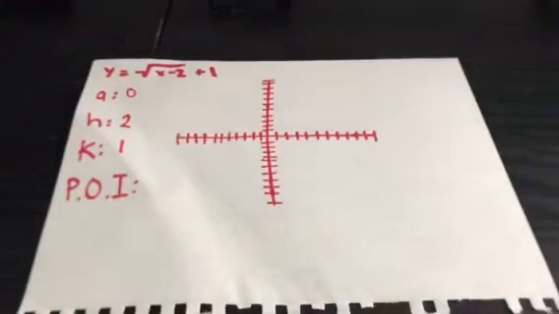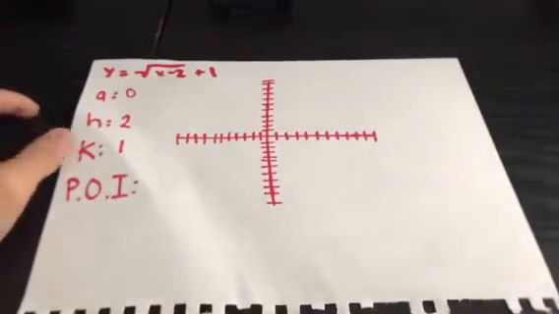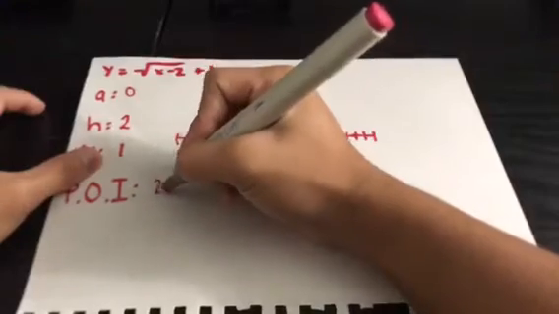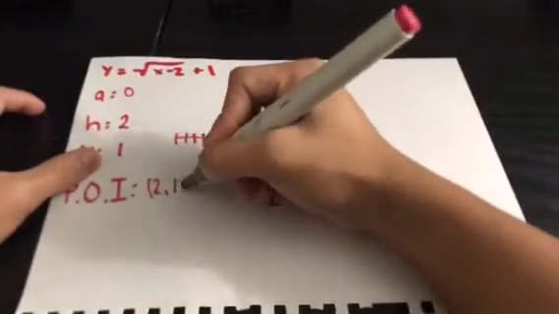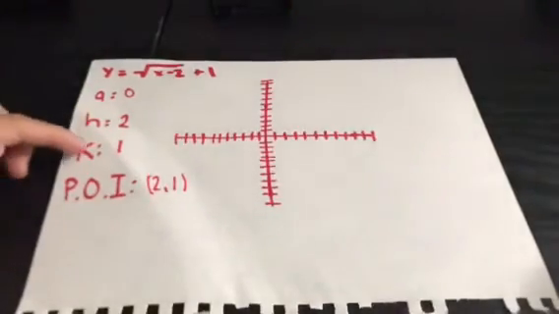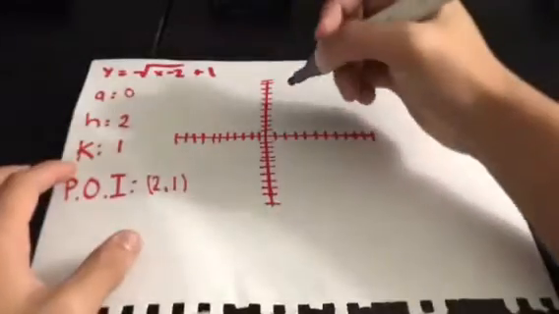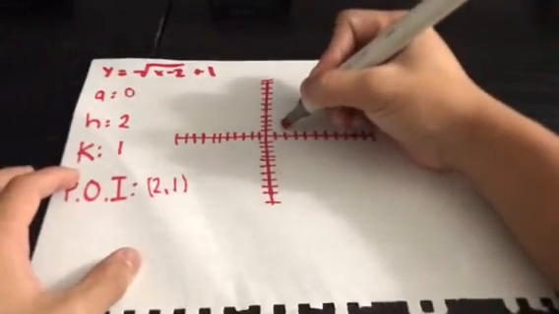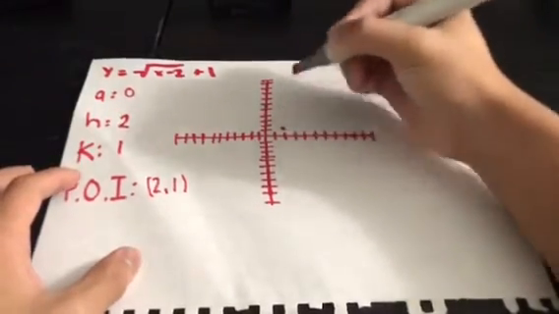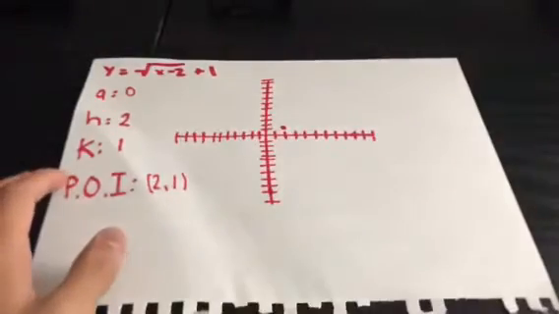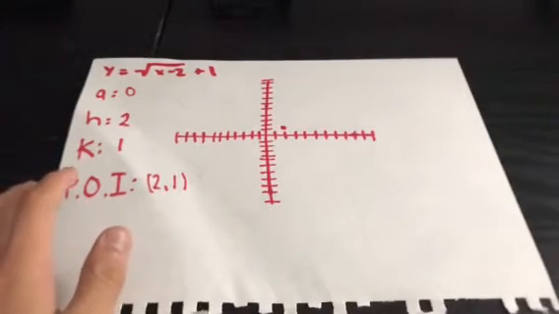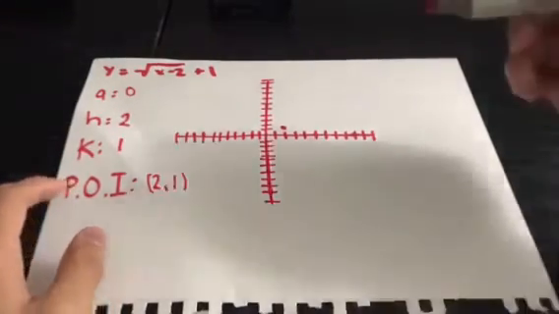And you can see your 2, 1 would be your point of interest, because this is basically your vertex, h and k. Then after that, you want to plot it down on the chart. So you go 1, 2, 1. So over 2, up 1. Now you want to find out other points that you could plot on the graph.